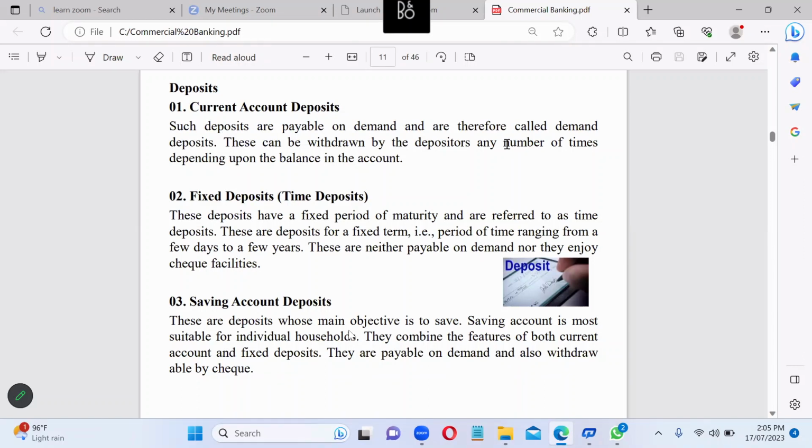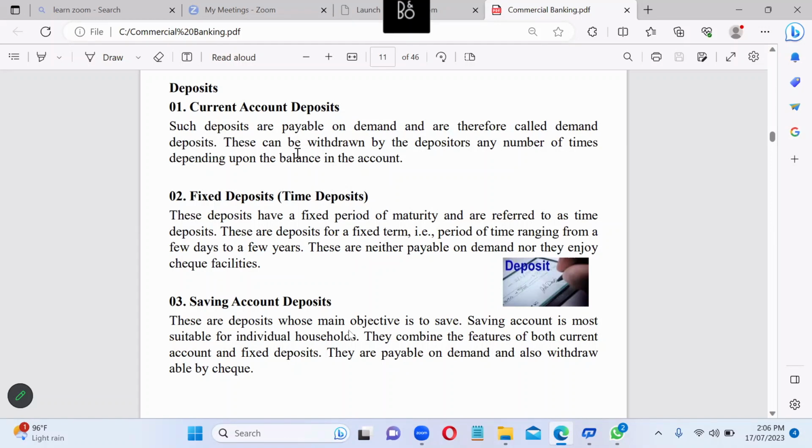But fixed deposit is a different thing. With the current deposit, they provide the check to you. But when you maintain a fixed deposit or time deposit, they give you a certificate as evidence that these deposits have a fixed period of maturity. There are some maturity periods: we can save for 3 months, 6 months, 9 months, 1 year, 2 years, holding our money for the particular period at the particular interest rate. So the period of maturity is referred to as time deposit. These deposits are for a fixed term ranging from a few days to a few years. These are neither payable on demand nor do they enjoy check facilities. Here there is no check facility.